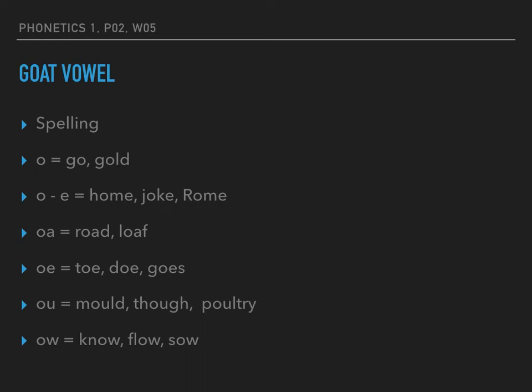So the goat vowel, in most cases, we're going to see this be written as a single O, or as an O followed by a consonant followed by an E, such as go, gold, home, joke, or roam. We then have OA, which is road and loaf. Then we have toe, dough, and goes, if we spell it with an OE. OU would be mold, though, poultry. And then we have OW, like no, flow, and so. And so here is different than the word sow, meaning the verb to plant something.